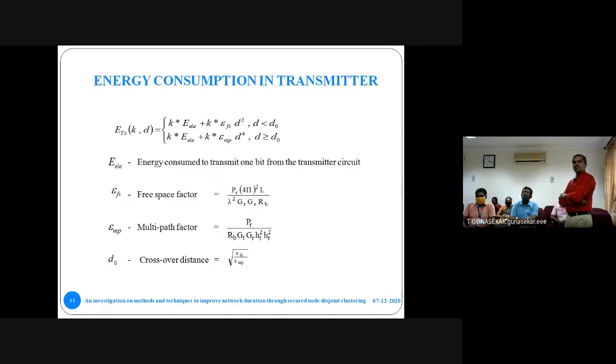Here you can estimate the energy consumed in the transmitter section to transmit k bits of data over distance d. That is equal to k times the energy consumed in the electronic circuits plus k times epsilon fs d squared when d is less than d naught, and k times the energy consumed in the electronic circuit plus k times epsilon mp d to the power 4 when d is greater than or equal to d naught. Here epsilon fs is the free space factor, epsilon mp is the multipath factor, and d naught is the crossover distance. To estimate these parameters, we are using these formulas.